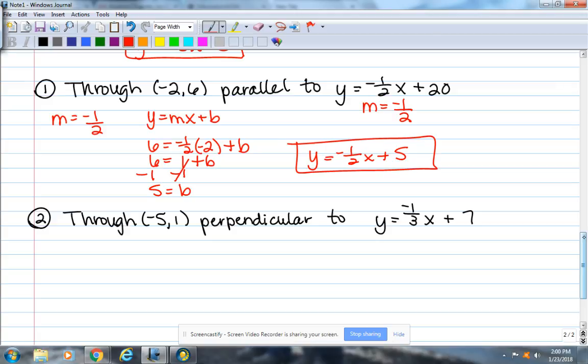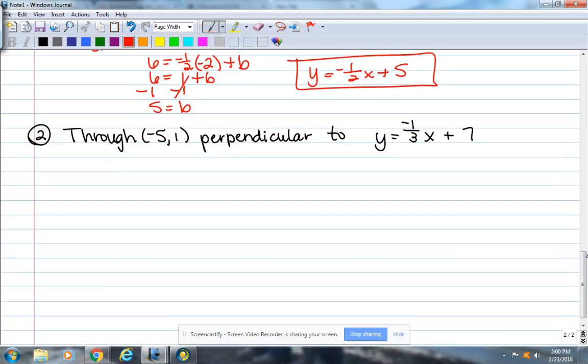So perpendicular lines have what kind of slopes? Opposite reciprocals. So what's the slope of this line over here? Their slope is -1/3. So our slope needs to be what? Flip it, change the sign. It's a regular 3. We flip it around. That's 3/1. Change the sign. That's +3/1, and 3/1 is 3. Right? 3 makes it a little easier. Does everybody understand that our slope will be 3? We good with that?